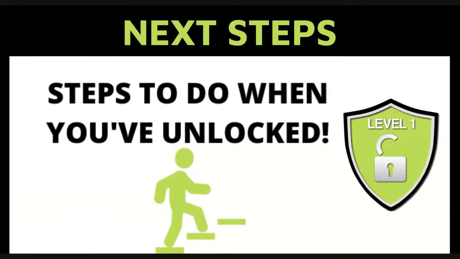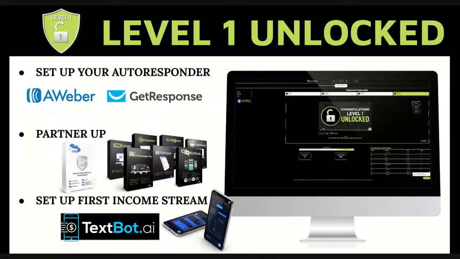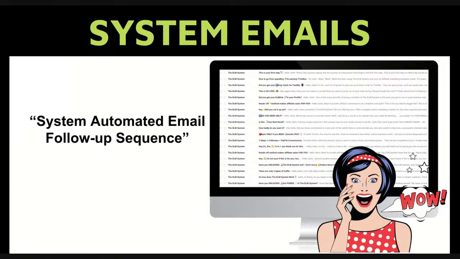Now, some of the next steps to do once you have unlocked, really basic stuff, you just need to make sure that you have your autoresponder set up with either Aweber and or Get Response. You want to partner up with us so that you can resell our high quality software tools, keeping 100% of that revenue for yourself. And you also want to set up your first income stream, which is TextBot. And that's a really simple process. You just get registered with TextBot. You put your ID into the space, and everybody who registers after will be joining with your system.